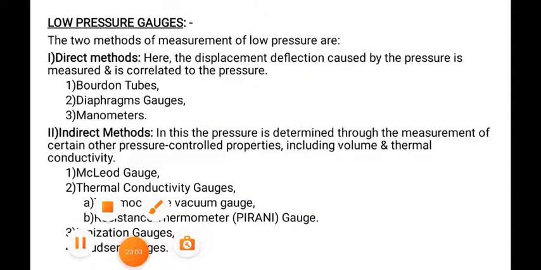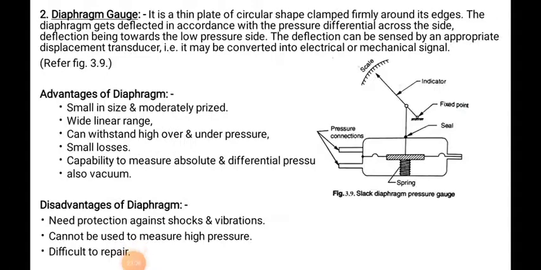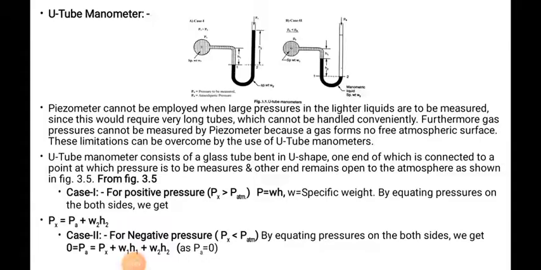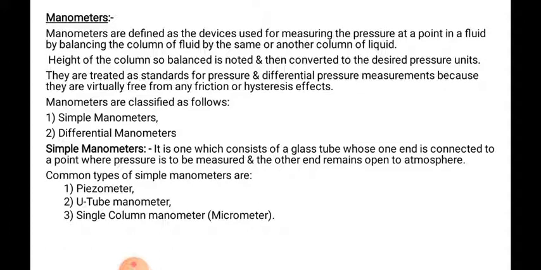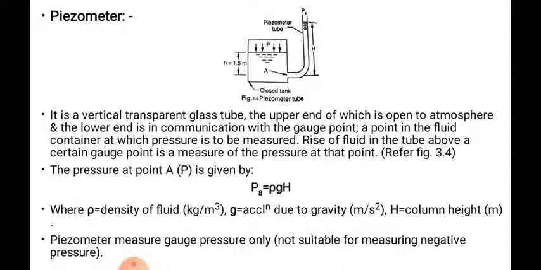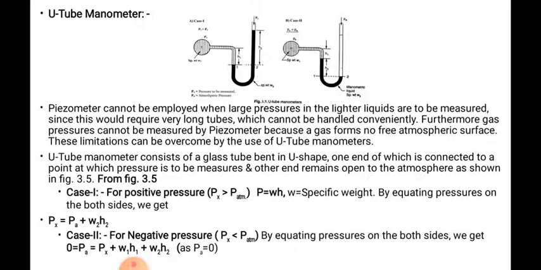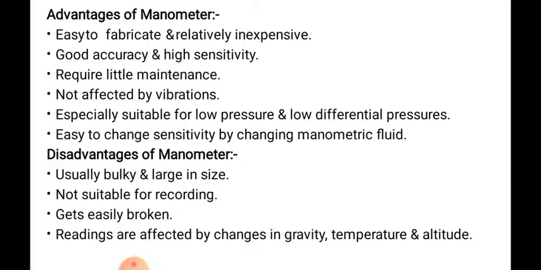Whatever part we have studied in today's lecture, I think all of you understood what we completed today. We have completed the manometers. There are three manometers: the piezometer, U-tube manometer and single column manometer. The piezometer is used for low pressure, and the limitations of the piezometer are overcome by the U-tube manometer. Then we covered the advantages and disadvantages of the manometer.